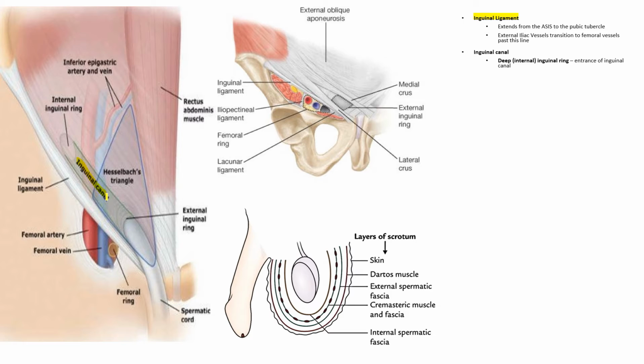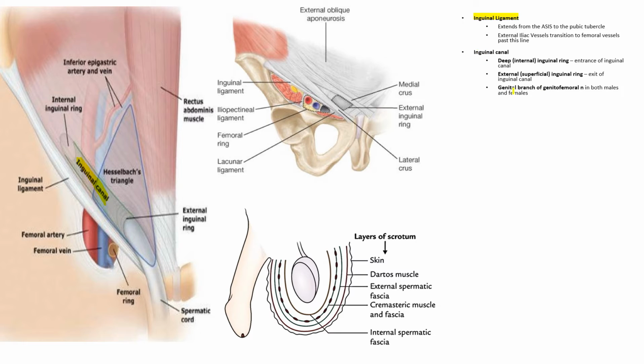Next, let's talk about the inguinal canal, which is this tube structure right here, just superior to the inguinal ligament. There is the deep and superficial inguinal ring, and the deep internal inguinal ring is considered the entrance of the inguinal canal, and the external or superficial inguinal ring is considered the exit of the inguinal canal.